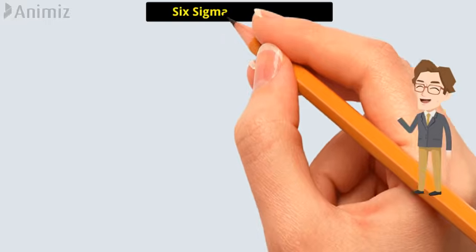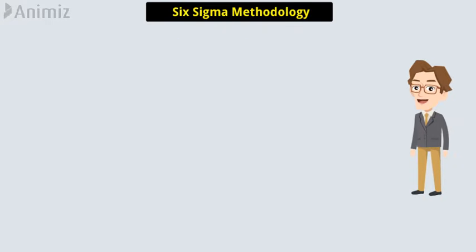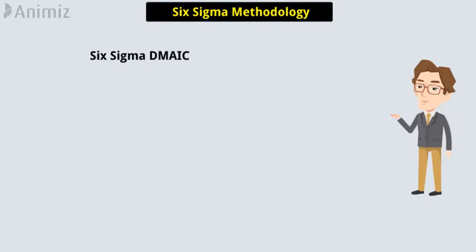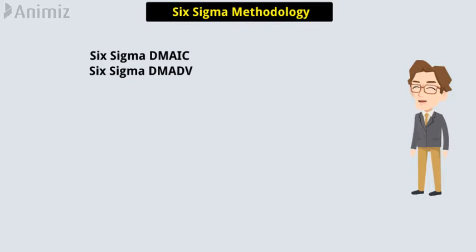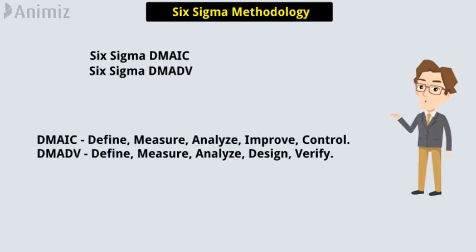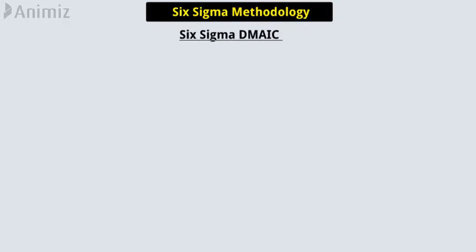Now come to Six Sigma methodology. Six Sigma projects follow 2 project methodologies: Six Sigma DMAIC, and Six Sigma DMADV. Each term's name is derived from the major steps in its process, but each has its own use. Let's break down Six Sigma DMAIC step by step.